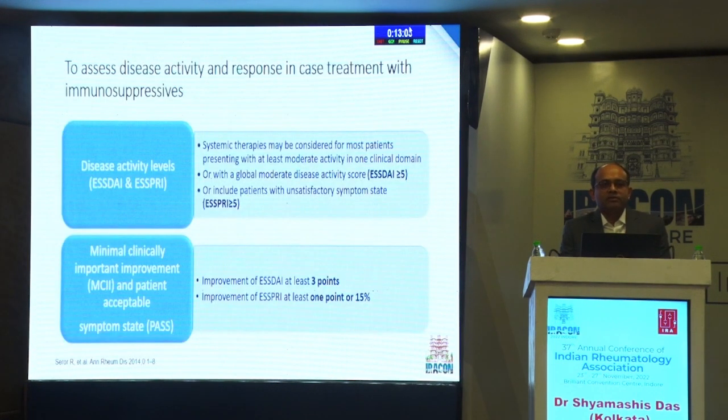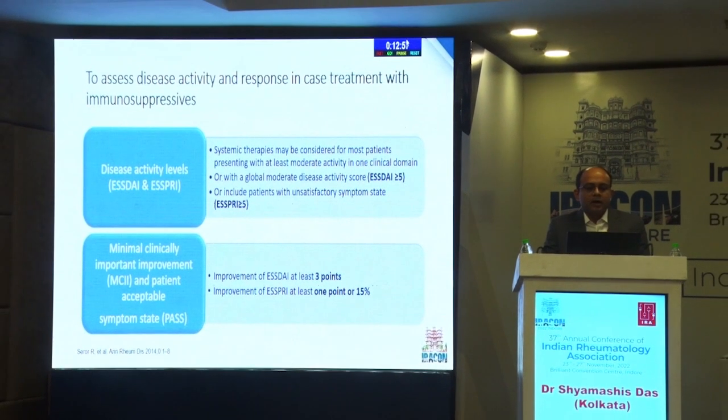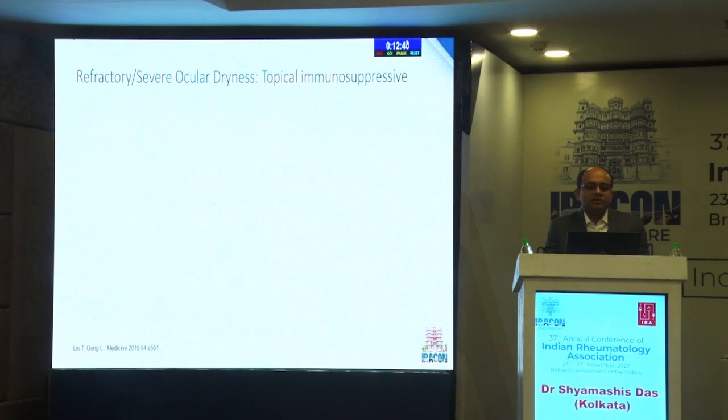So what is the cutoff when we should use systemic immunosuppressive or immunomodulatory drugs? If ESSDAI is 5 or more, that means at least a moderate disease activity is present, then we will consider use of systemic immunosuppressive drugs. Or if ESSPRI is 5 or more, then also we have to consider using systemic immunosuppressives.